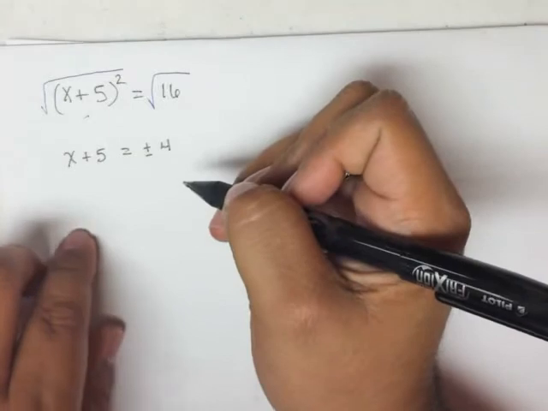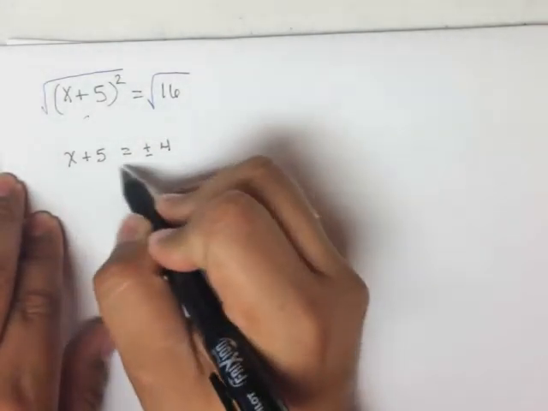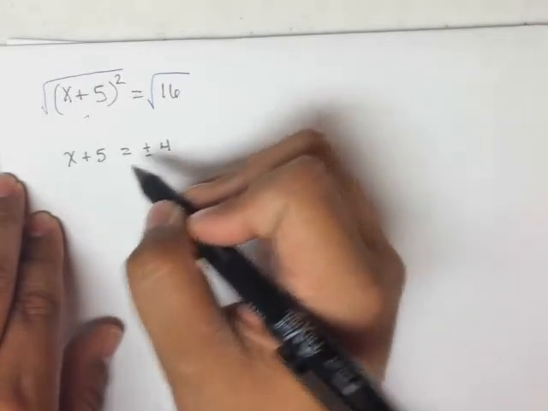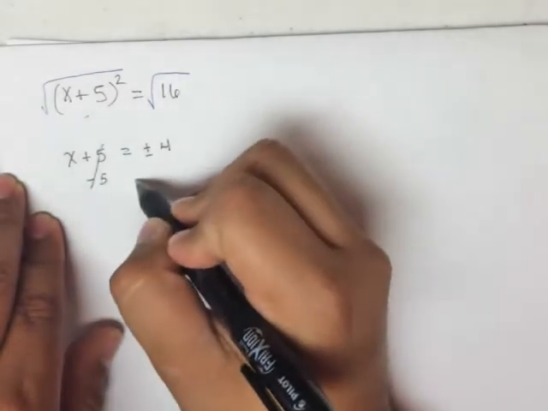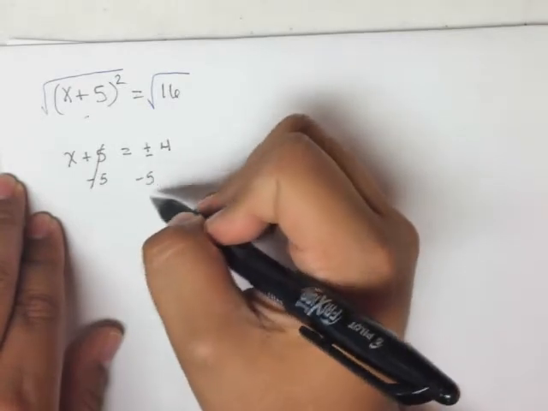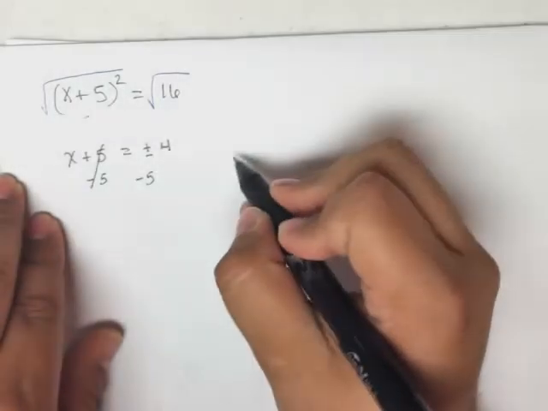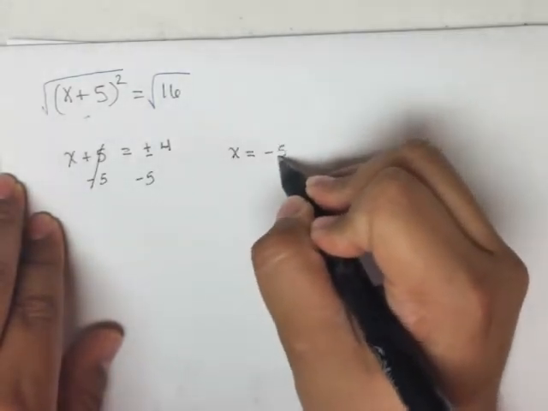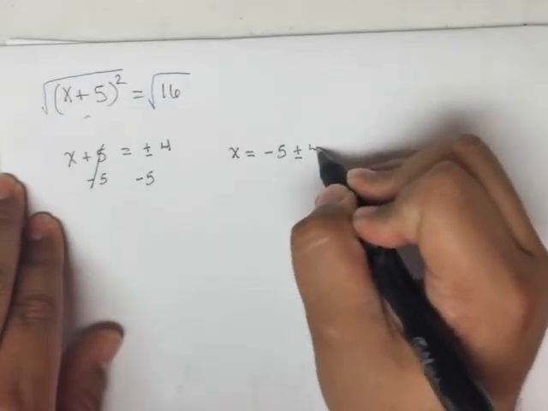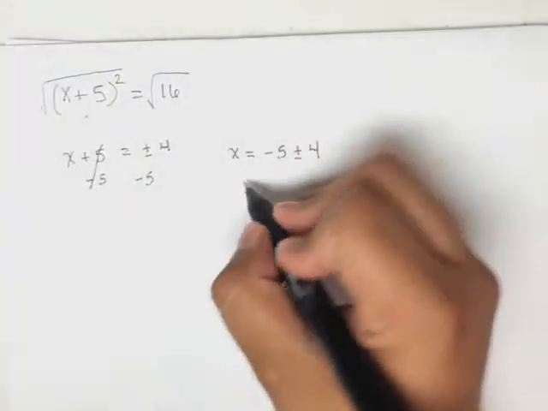Okay? So what we're going to do is move this 5 over to the other side. All right, so I'm going to say minus 5 to this side to cancel it, and minus 5 to this side. What you do to one side, you do to the other. Now we're left with an equation that looks something like this: x = -5 ± 4. So we can further simplify this just a little bit more, and then we're almost done.